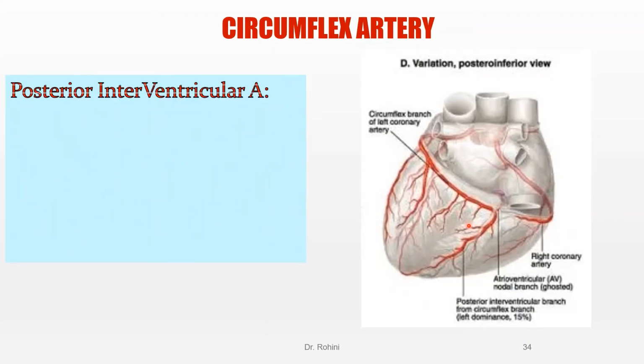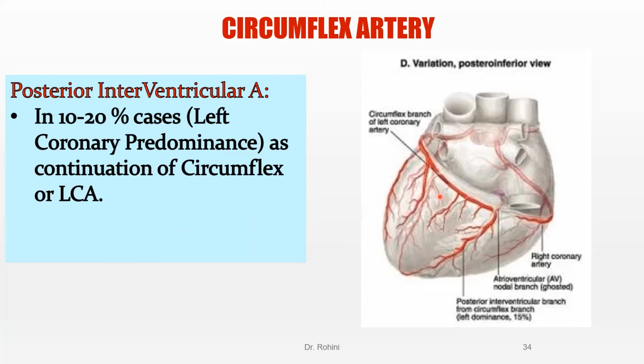Now another branch from the circumflex artery. We are done with atrial rami, ventricular rami, and SA nodal artery. Next is the posterior interventricular artery in 10 to 20% of cases. Now this is a very important concept: coronary predominance. The origin of the posterior interventricular artery decides the coronary dominance of a person's heart. In 10 to 20% of cases, this artery arises from the left coronary artery, as a branch of the left circumflex artery, as a continuation of the circumflex artery. This type of heart shows left coronary predominance.